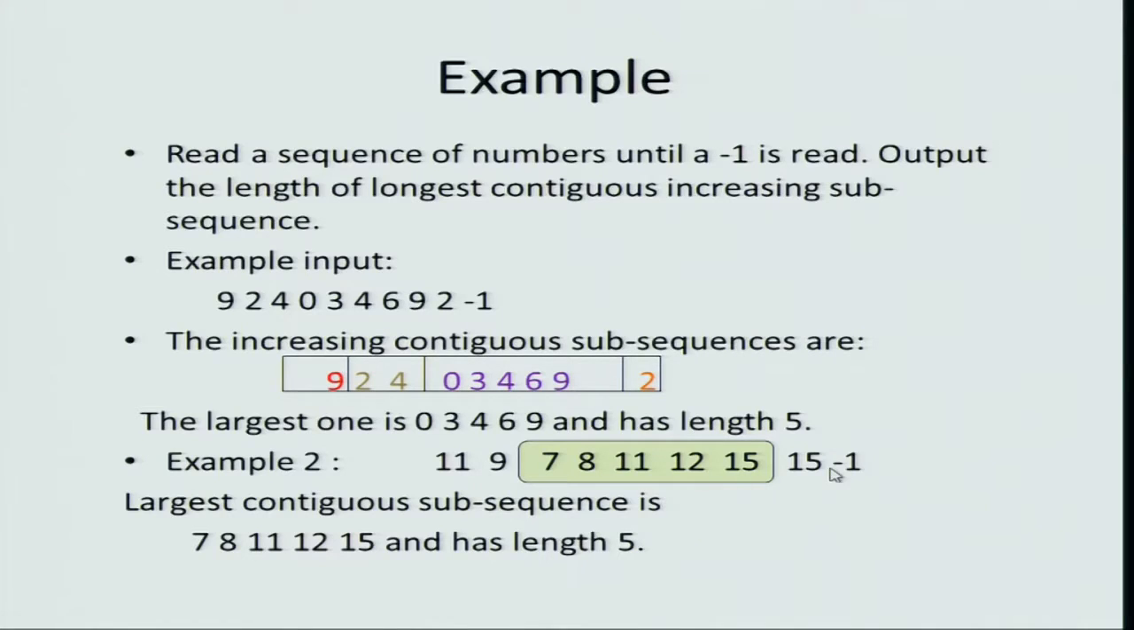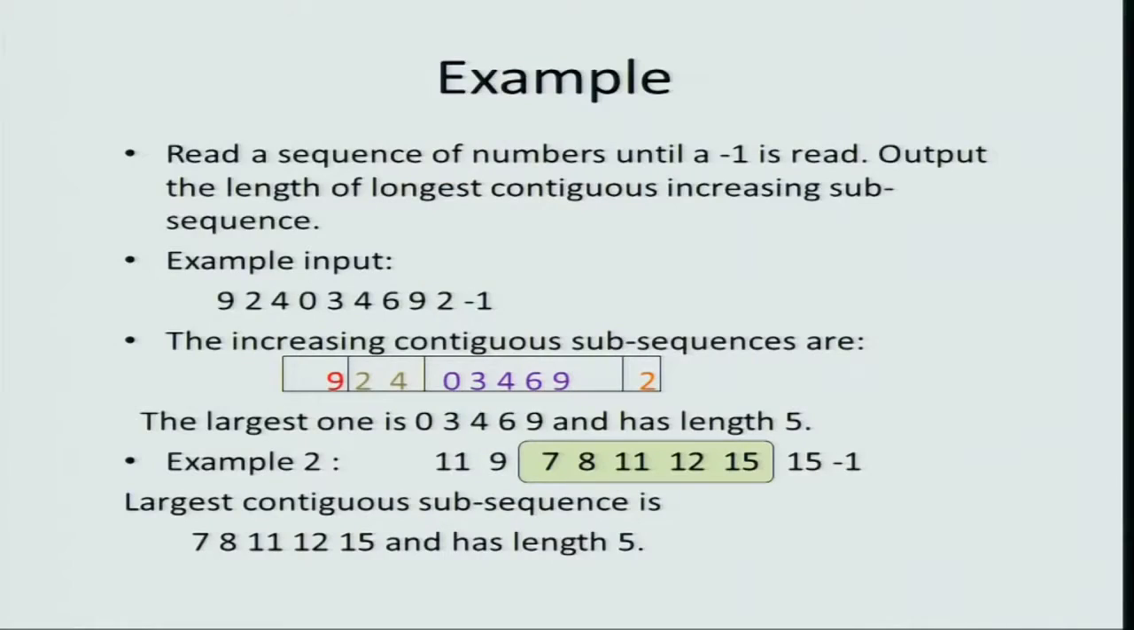And I decided to stop here even though the next number was 15, because I am interested in a strictly increasing subsequence. So 15 and 15 are equal numbers, so we break it there. So the longest increasing subsequence is 7, 8, 11, 12, 15 and its length is 5. So this is the longest contiguous increasing subsequence.